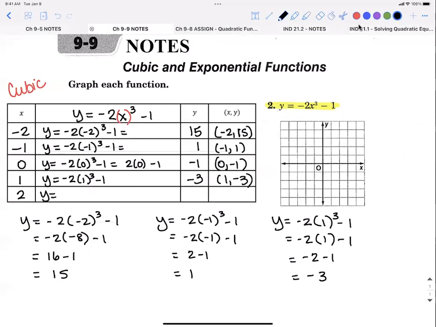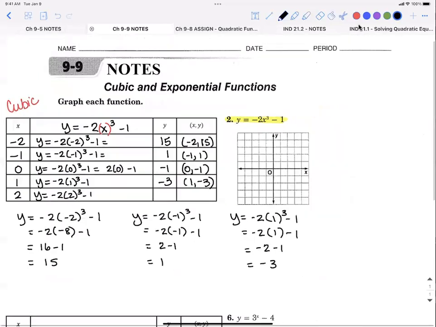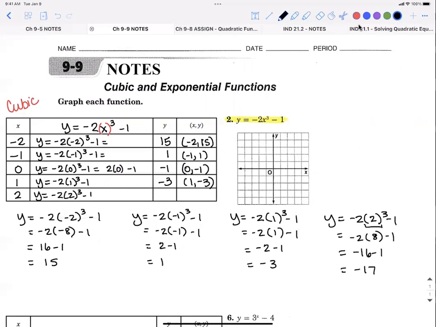And then last, I'm going to plug in a +2. So I've got y equals -2 times 2 cubed minus 1. And remember, I'm going to cube my 2 first. So -2, 2 times 2 times 2 is 8. Remember that when you're cubing something, it's not taking it times 3. It's taking it times itself 3 times. -2 times 8 is -16 minus 1, and I get -17. So my point here is 2, -17.